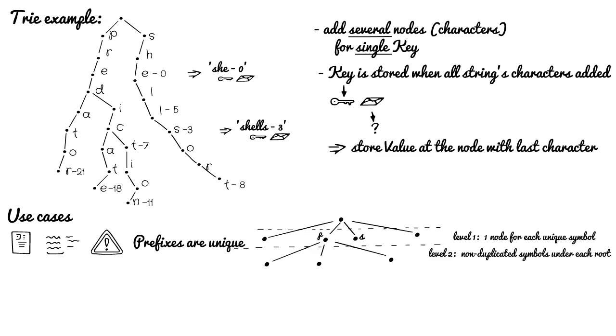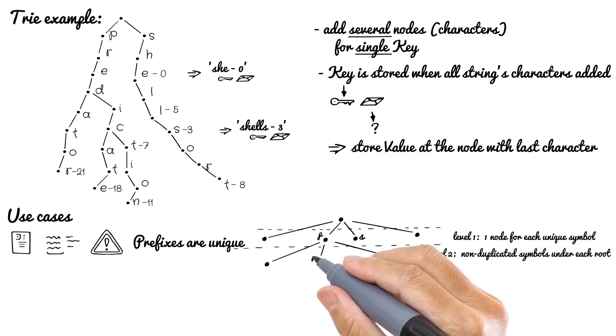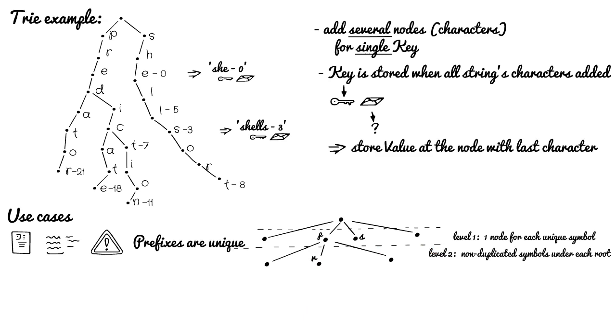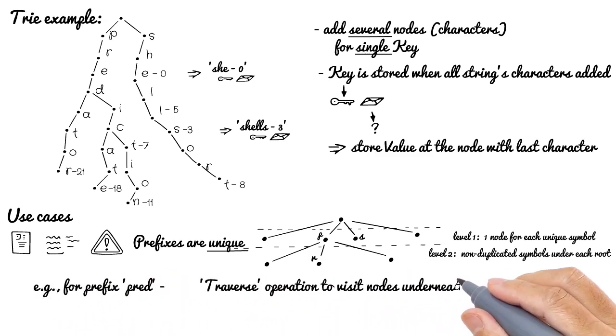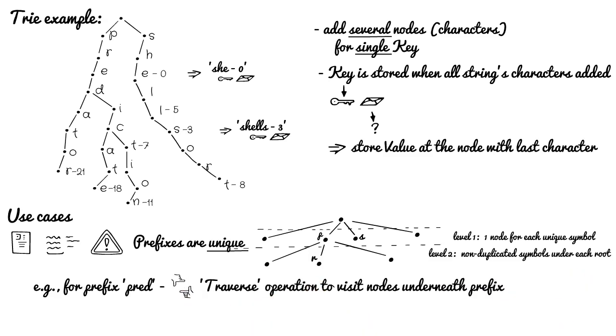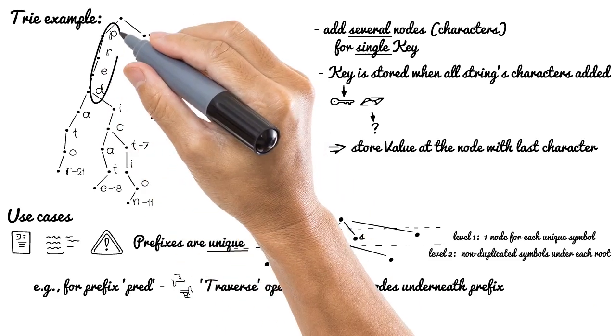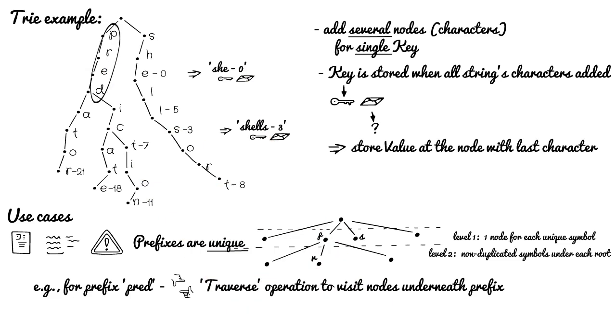When we go to the subtree with root P on the second level, it also can have non-duplicated symbols, and so on. If a prefix exists in a Trie, it's unique and it was added for at least one string, so we could find one or maybe more strings starting from such a prefix. In our case for prefix pred, we need to apply a so-called traverse operation to visit nodes underneath our prefix in its subtrees. Nodes are visited according to a certain rule, each node one time. Don't forget, the prefix itself might be a complete string with value, not in our example though.